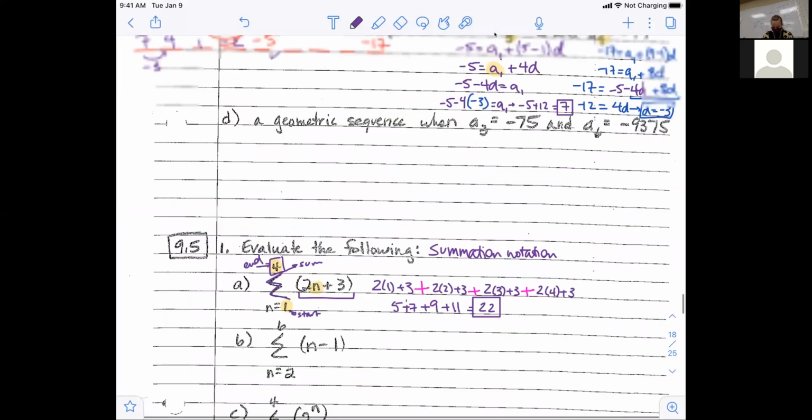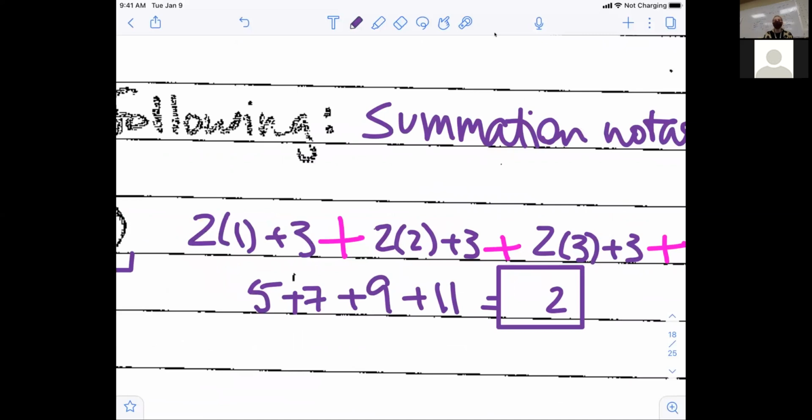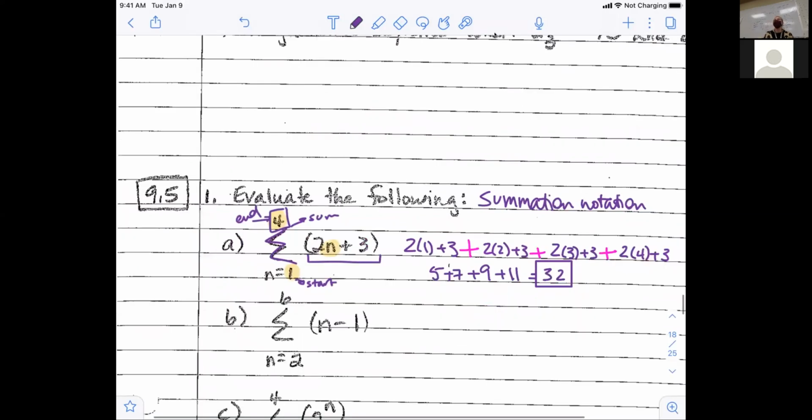Is it 32? Oh, yikes. That's embarrassing. Last class, let me say it was 22. 9 plus 11 is 20. 20 plus 12 is 32. Yep. Thank you, Brooke. There's only like 5 of you in here and you still got me.